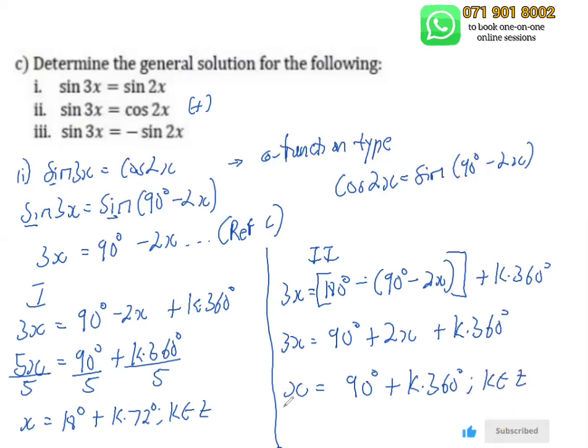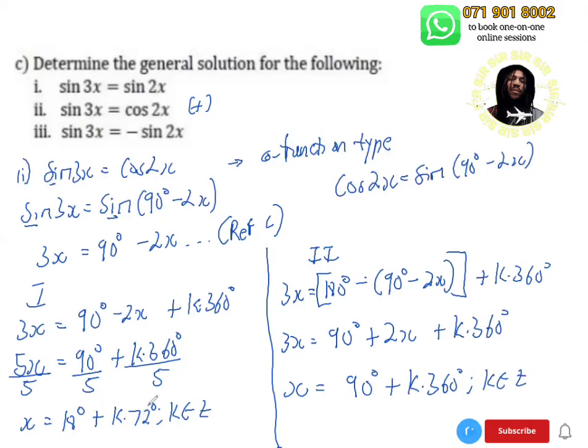So once you have x here, then you are done, right? So these are the two general solutions that you have. In the first quadrant, 18 degrees plus k 72 degrees, where k is an element of integers. In the second quadrant, 90 degrees plus k 360 degrees, where k is an element of integers.